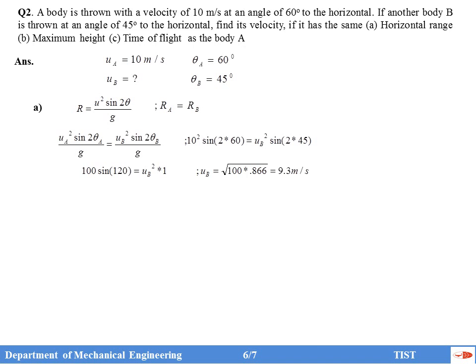Okay, try to get this value, try to solve using calculator. Okay, UB is 9.3 meter per second. This question is very simple. Okay, now we will go to part B.